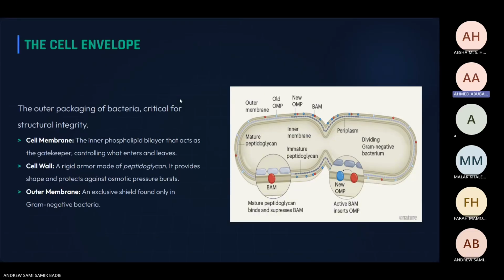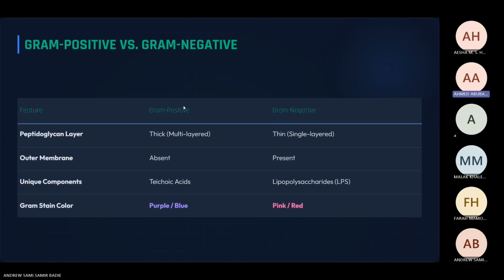So let's start first with the cell envelope, as we have explained before: cell membrane, cell wall, and the outer membrane, which is the differentiating factor between gram-positive and gram-negative bacteria. Speaking of gram-positive and gram-negative bacteria, the next slide is just to review the differences between them. So yes, the gram-positive bacteria have a thick peptidoglycan layer, while the gram-negative bacteria have a thin peptidoglycan layer.